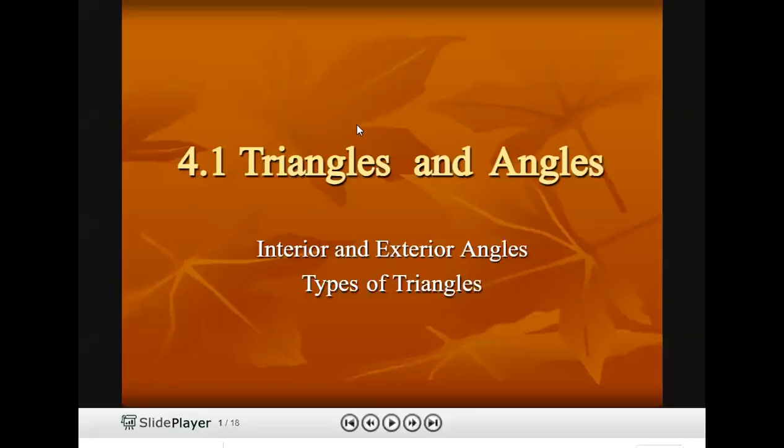Hello, grade 8. Inshallah, today we are going to talk about lesson 11.2, which is about triangles and angles. So we are going to study the interior and exterior angles and types of triangles.